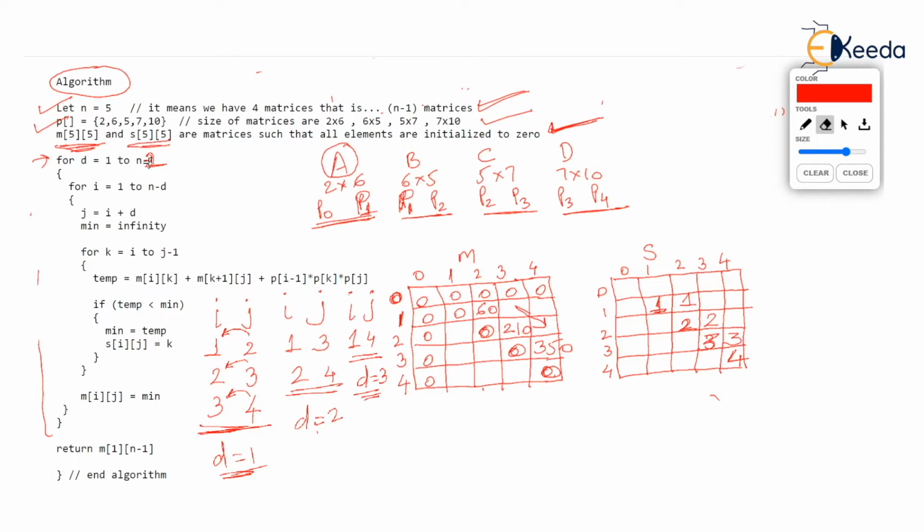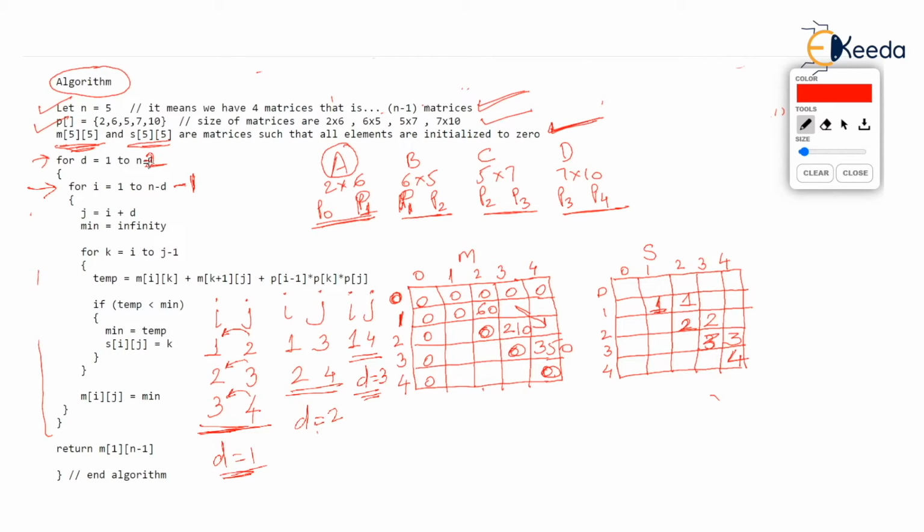Okay. Now, what about the second loop? Second loop is i goes from 1, here also it is up to N minus 1. Just bear with me. Okay. Additional minus 1 is there. Okay. i goes from 1 to N minus D minus 1.